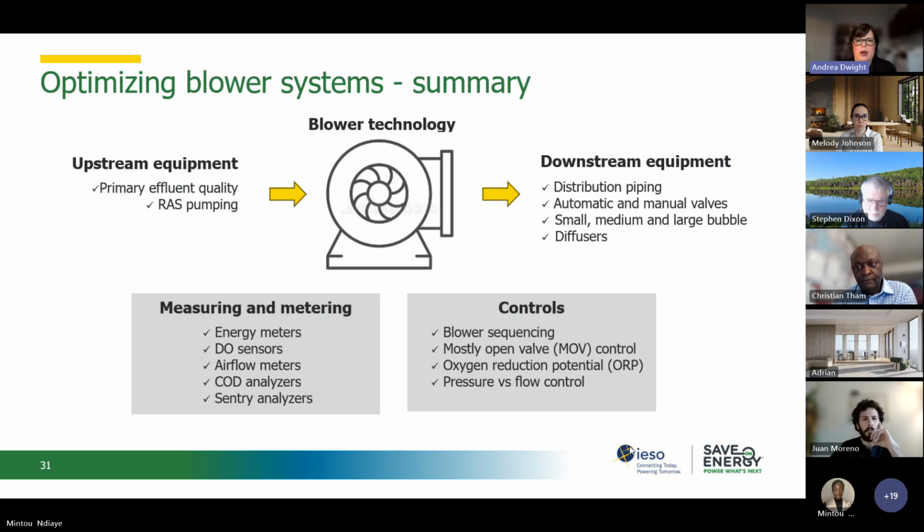And I guess just to summarize, you want to look at not just the blower technology, but the upstream equipment and downstream equipment, as well as how you control it, to make sure that you're getting the most energy savings you can and fitting the amount of blown air to the need. And with that, I'm going to send it over to Christian.